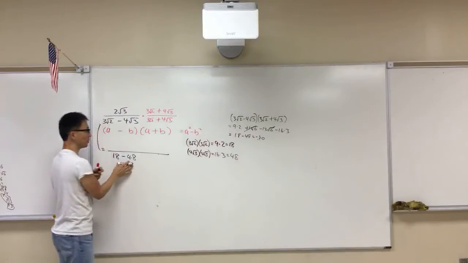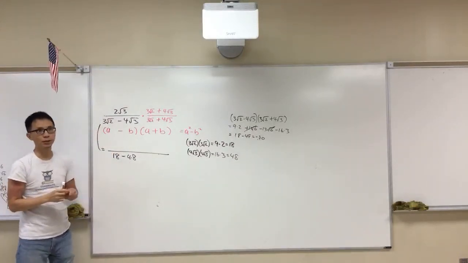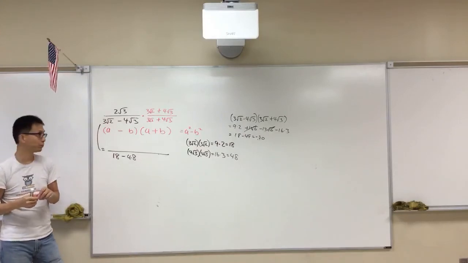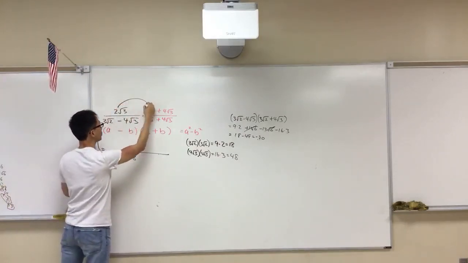Well, we know the formula. That's what I call indirectly. Difference of squares is always applied all the time. So now we're going to multiply the top. The top is going to distribute.